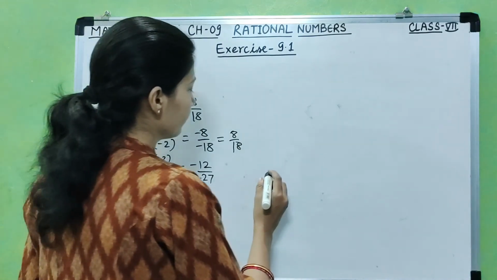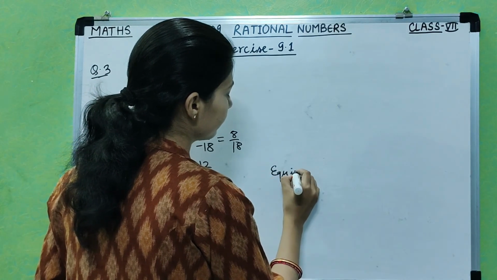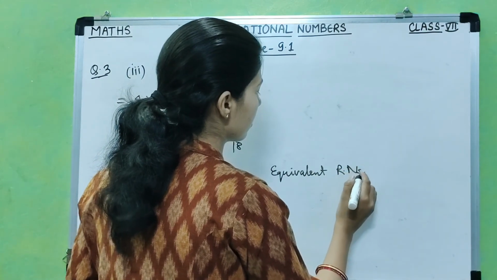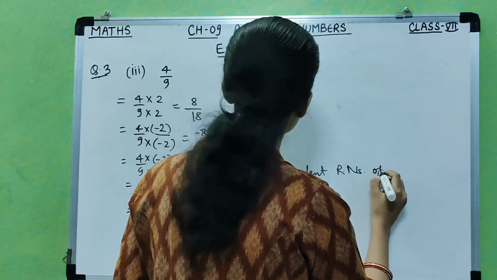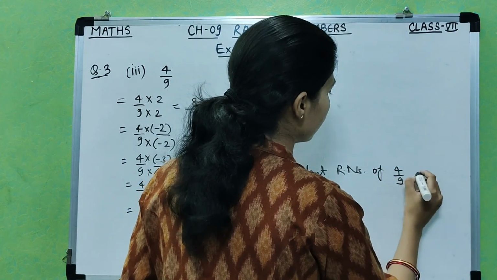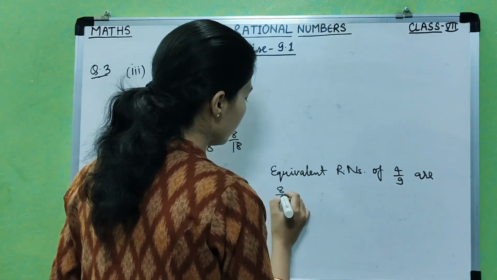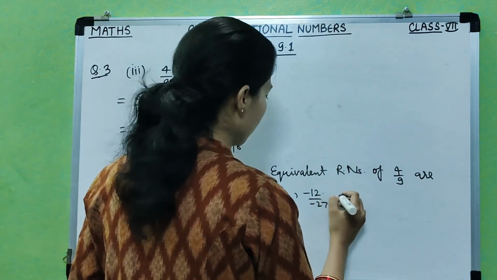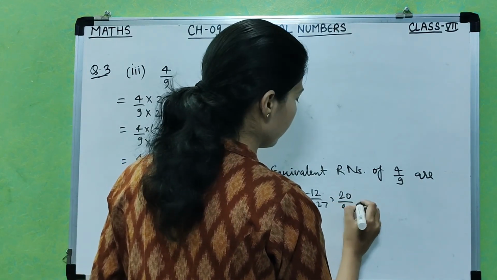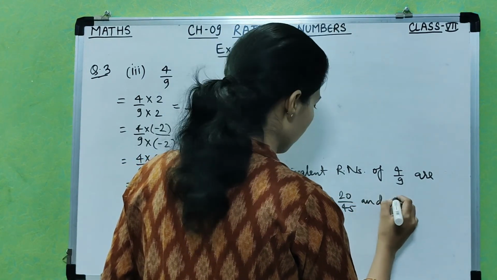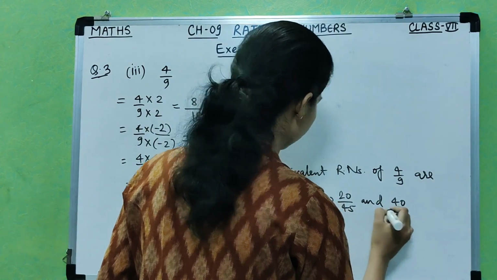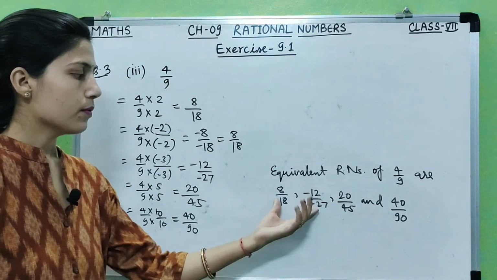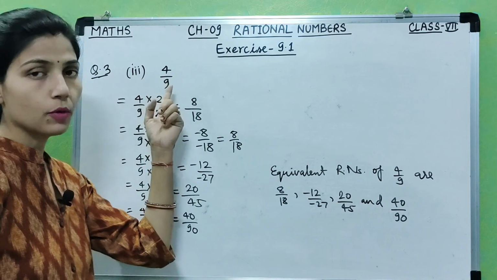Okay. So equivalent rational numbers of 4/9 are 8/18, -12/-27, then 20/45, and last one is 40/90. Okay. So these 4 are the equivalent rational numbers of 4/9.